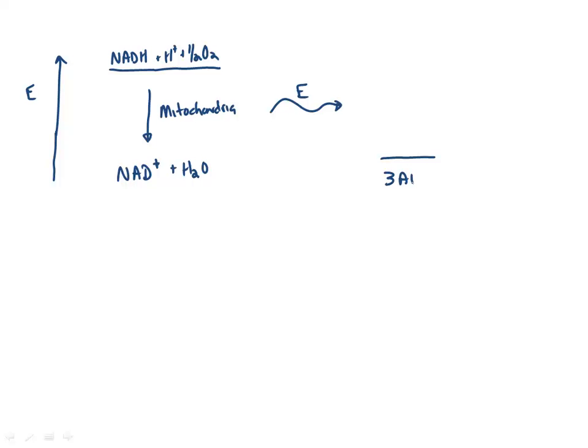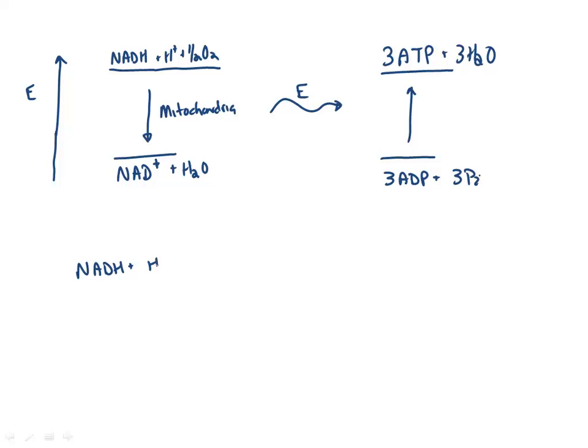We said that in this case it's 3 ADP plus, of course, 3 inorganic phosphates going to 3 ATP plus 3 H2Os. They draw boxes in their diagram. And so here, if I was writing out the reaction, we could write NADH plus H+ plus a half O2 plus 3 ADP plus 3 Pi goes to NAD+ plus H2O.